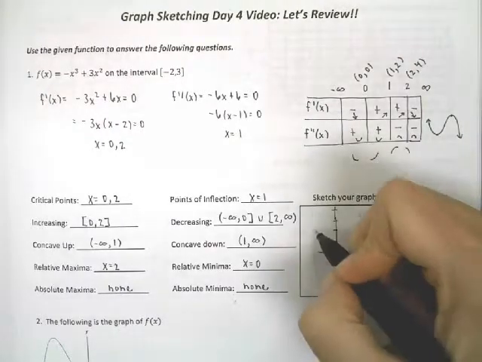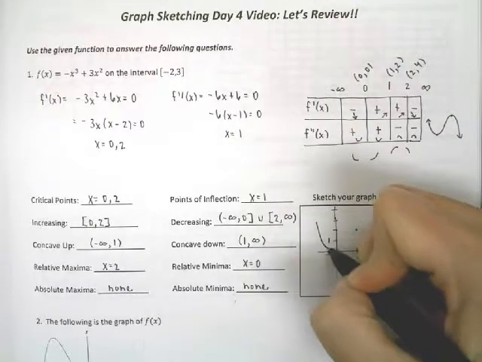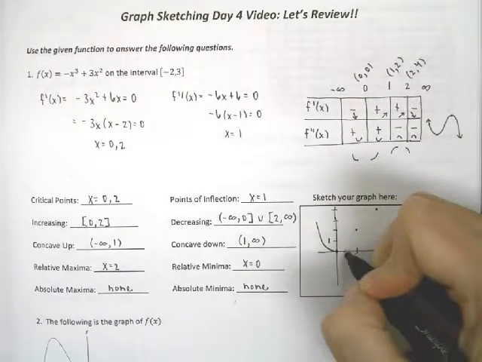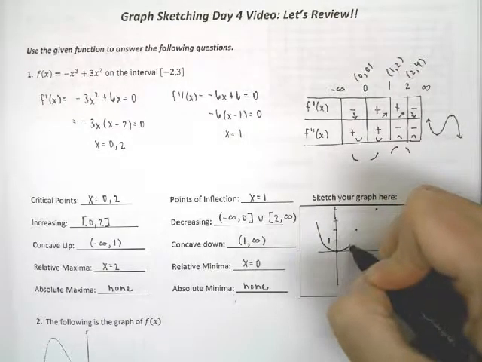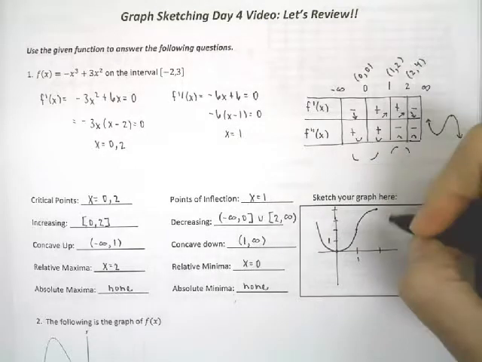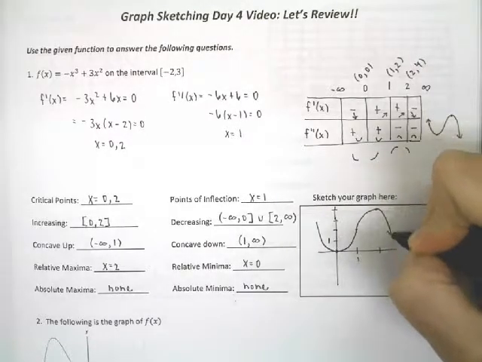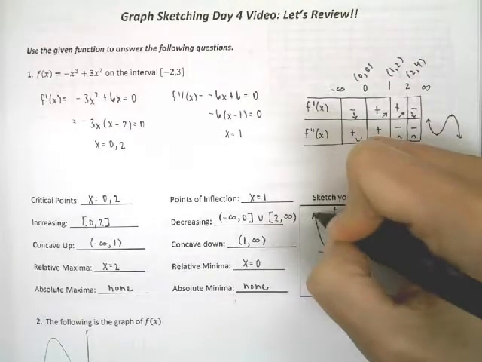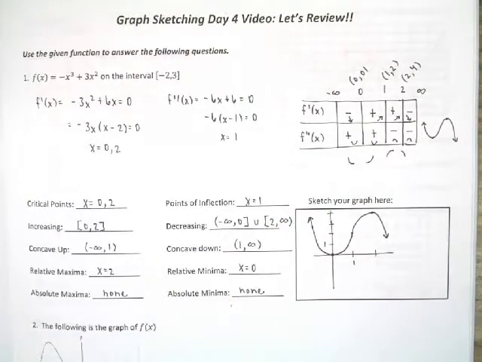So let's see, I was decreasing and concave up, increasing and concave up, to increasing and concave down, and then decreasing and concave down. So there's a sketch of my graph. Again, it's not perfect, but it gives us an idea of that behavior.